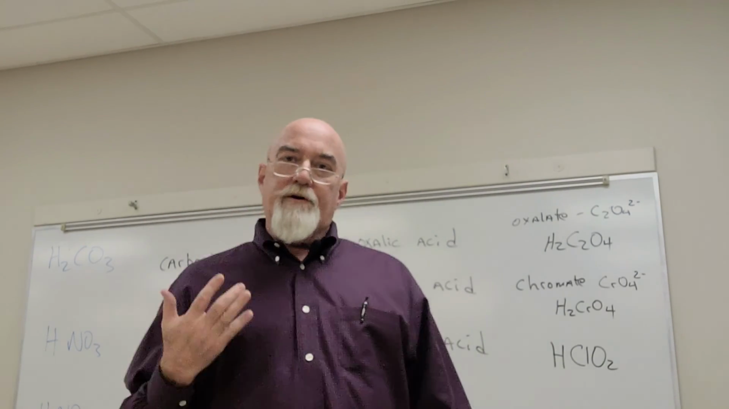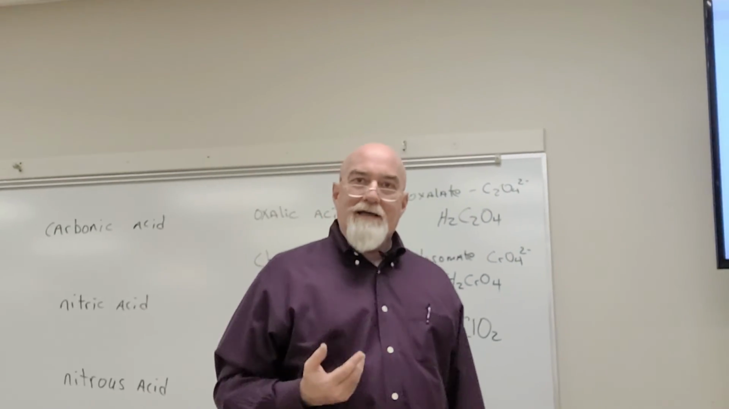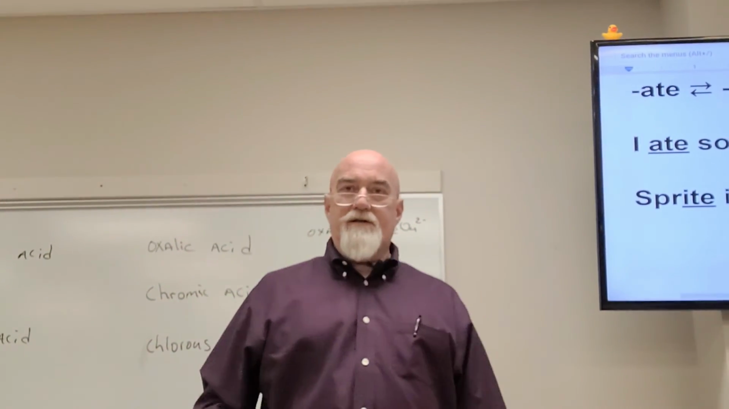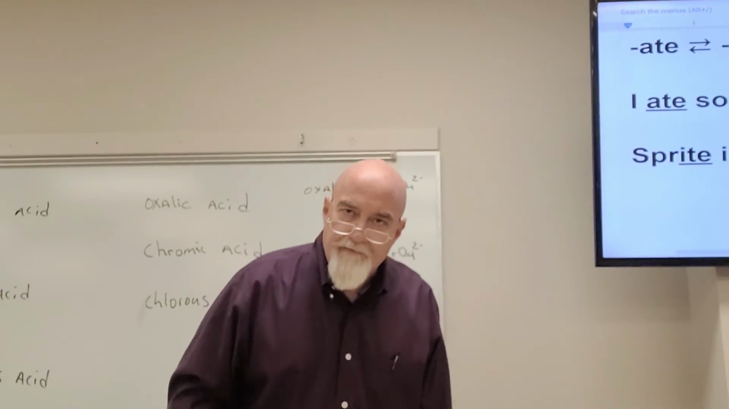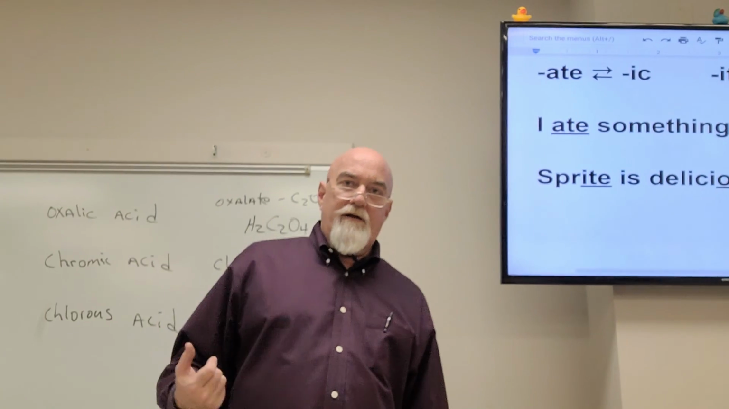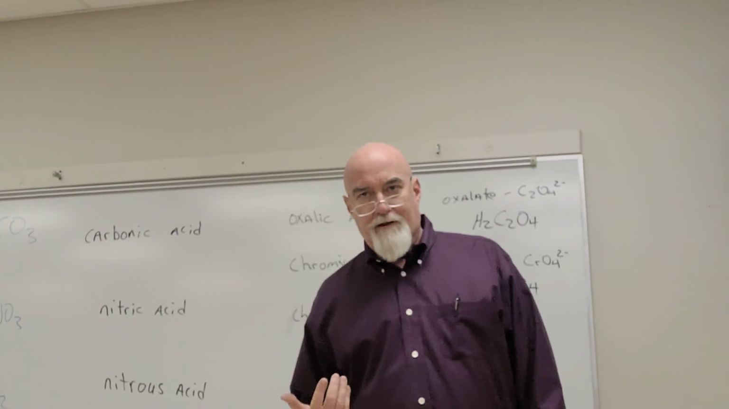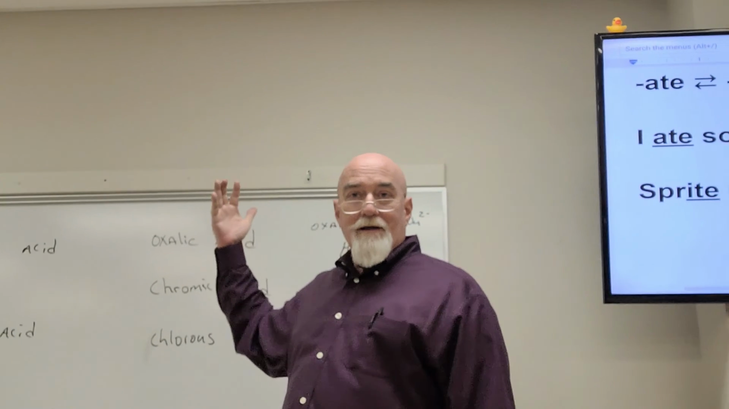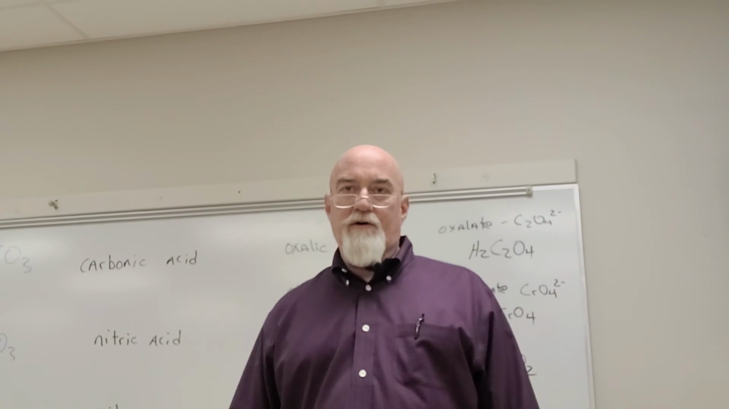So keep in mind, when you're naming these acids, it all comes down to what the anion is. If it was an IDE anion, it uses the hydro-blank-ic acid form. If it was ATE, you simply drop that and put IC in its place. If it was ITE, you simply drop that and put OUS in its place. And they all end in the word acid. They all start with the element H, or hydrogen.